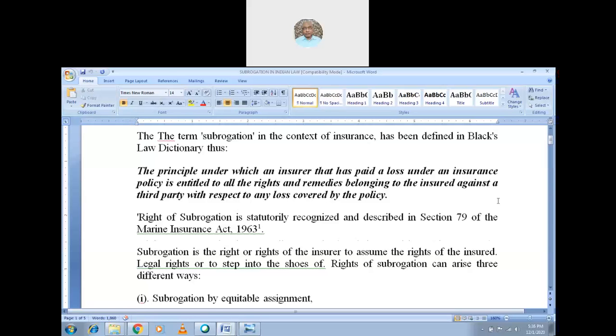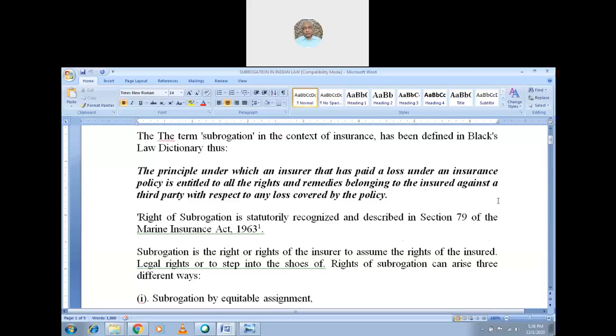Suppose a third party is at fault. In that instance, whatever amount is paid by the insurer to the insured, because he is the policy holder, all that amount would be claimed from the third party when the third party is at fault. So the principle under which an insurer, meaning a company making the insurance, that has paid a loss under an insurance policy to the insured, is entitled to all the rights and remedies belonging to the insured against a third party with respect to any loss covered by the policy.